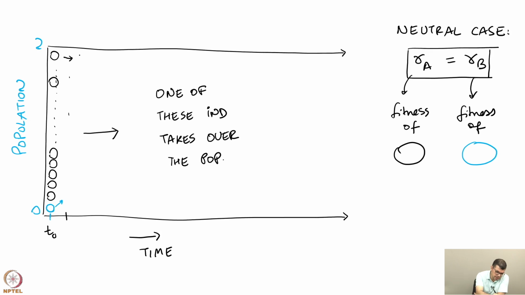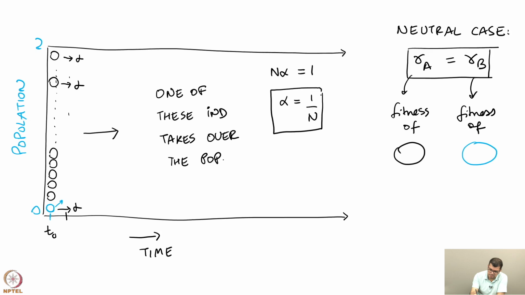So, this individual has alpha chance of taking over, this individual has alpha chance, and this individual also has alpha chance. Since there are n individuals and we know that one of them is going to take over the population, we get n alpha is equal to 1, the same idea as we used in the marbles in a jar game, and alpha is equal to 1 upon n. And we get the same answer that we got for the marbles in a jar game.